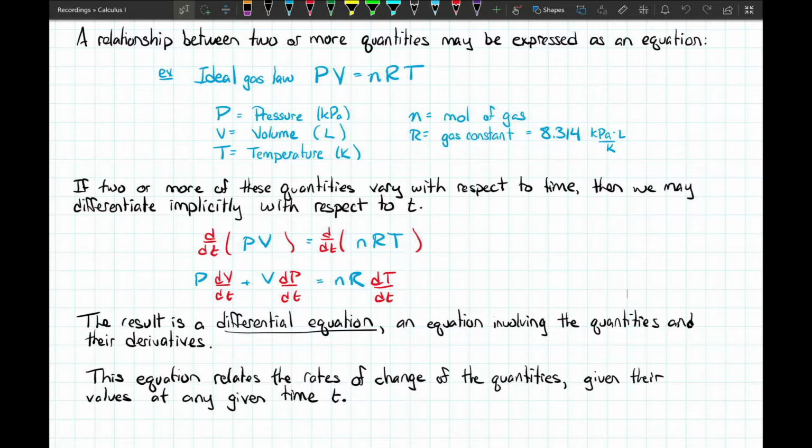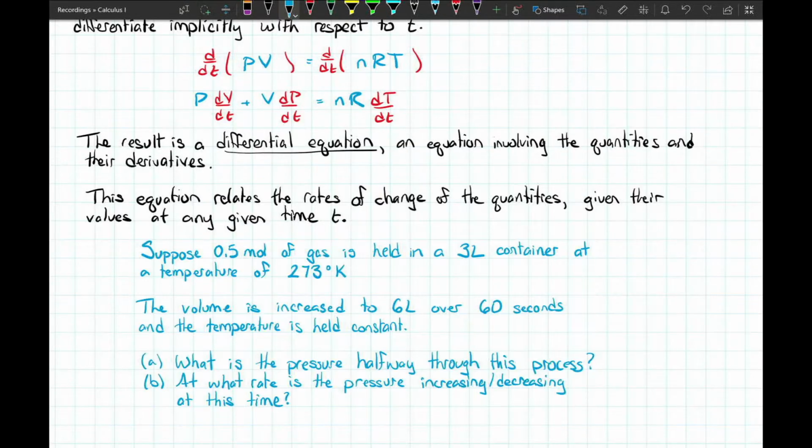Now let's try applying this. Let's put some values into these equations and see what we can do with both the original equation as well as this differential equation giving us related rates. Suppose I have half a mole of gas being held in a 3-liter container at a temperature of 273 degrees Kelvin.